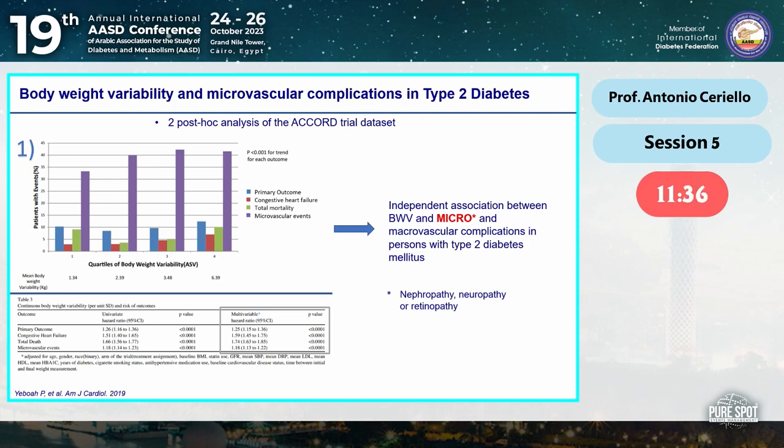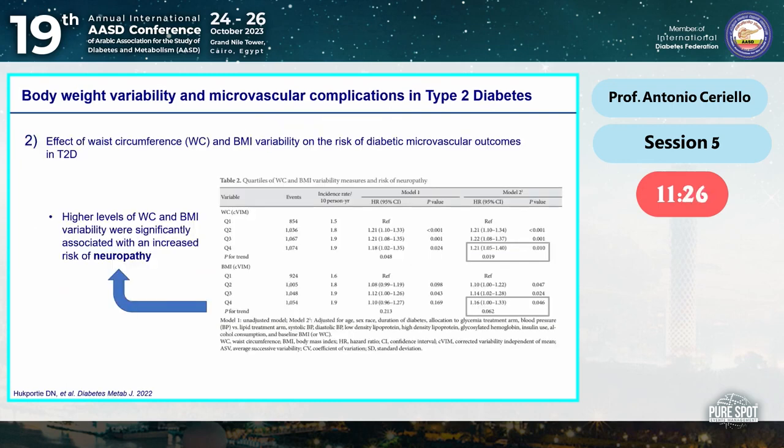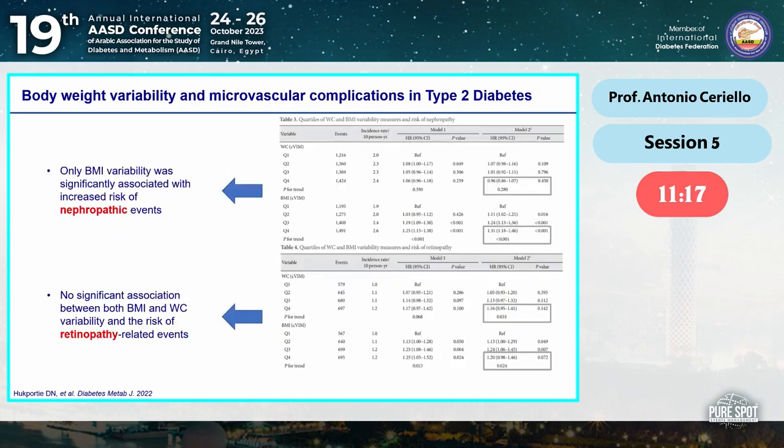Because in this paper, the authors look at the correlation between body weight variability, nephropathy, neuropathy, or retinopathy. And what they found, that the body weight variability was associated with high risk of developing neuropathy, nephropathy, but not retinopathy. Why? Honestly, nobody knows. But this is the data. So what I mean, it seems that retinopathy is not so much influenced by the body weight variability.